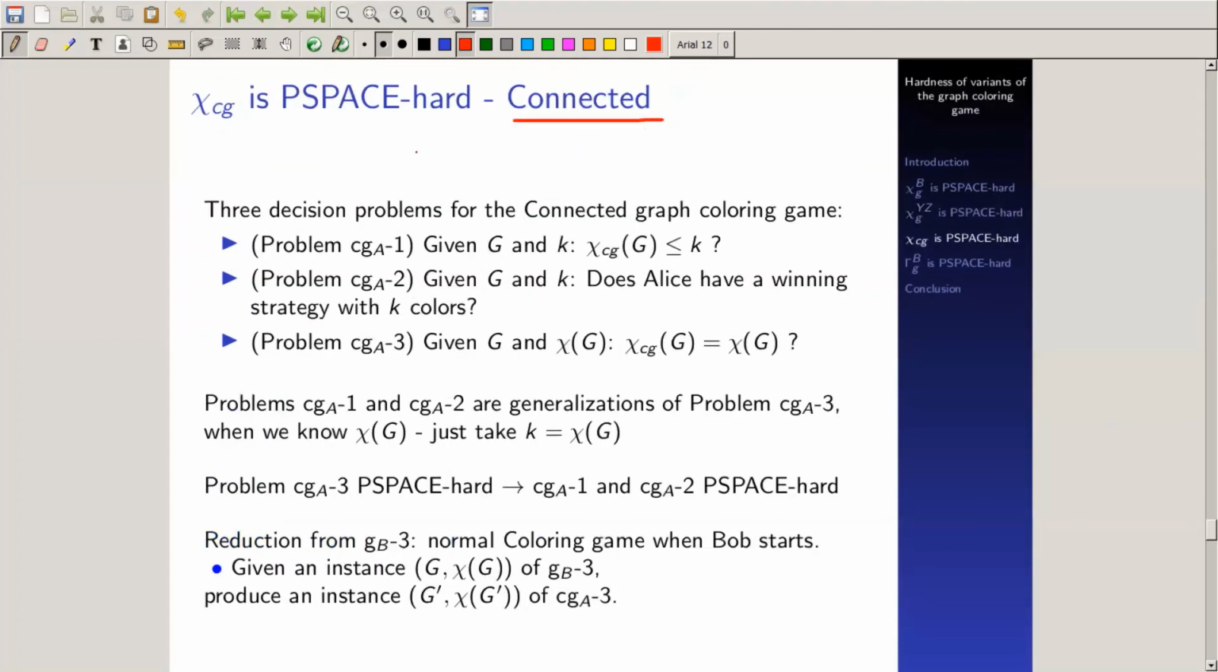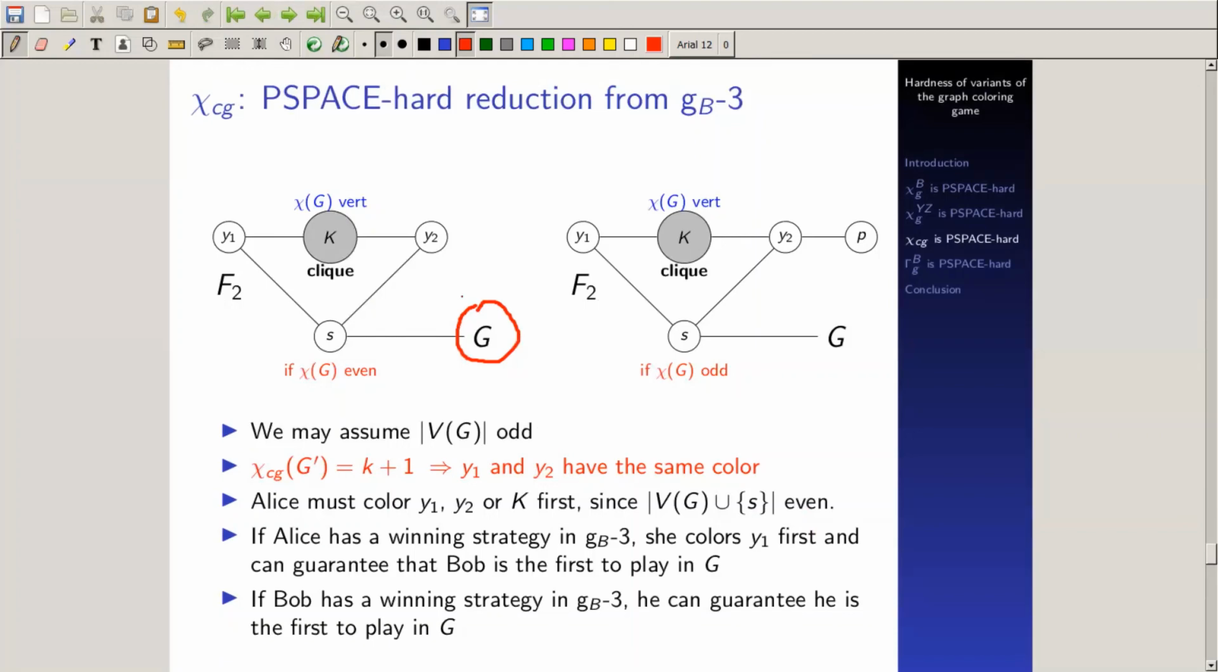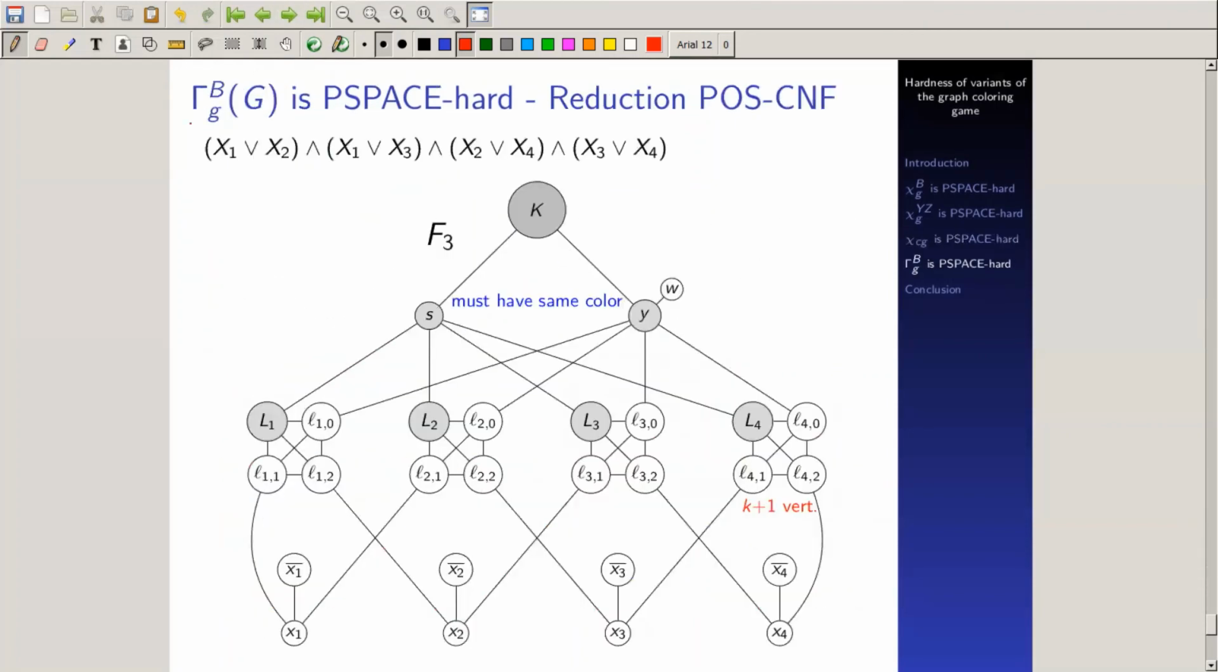Regarding the connected version, I don't have time to show the details, but the main fact is this. We obtain PSPACE-hardness from the variant of the graph coloring game in which Bob starts the game. G is the graph in the graph coloring game in which Bob starts, and we build this graph G prime for the connected version. We have this universal vertex here. Regarding the greedy game, when Bob starts, we obtain a reduction from POS-CNF using similar, but different, arguments, and we prove that this variant is PSPACE-hard, and also the variants when some player may pass turns.